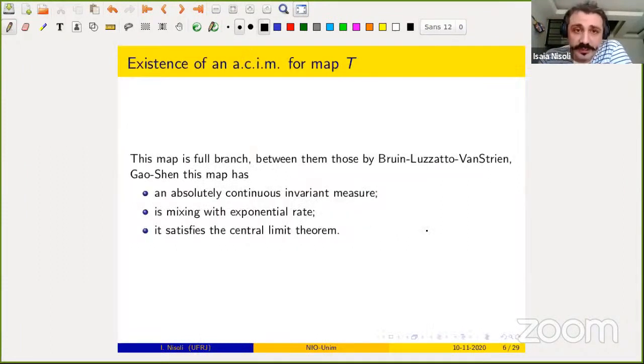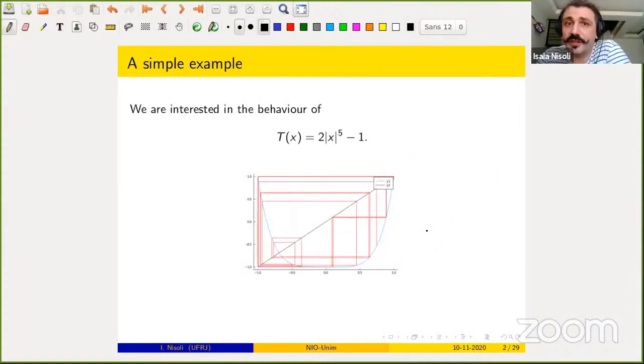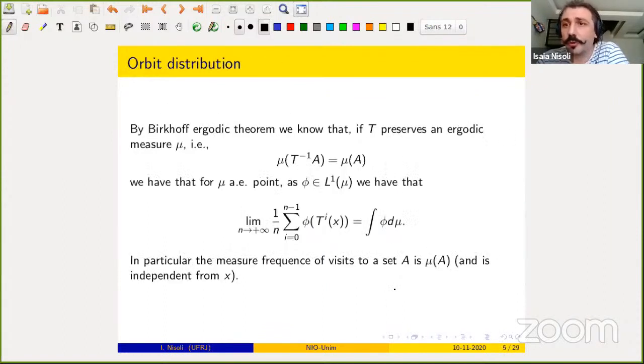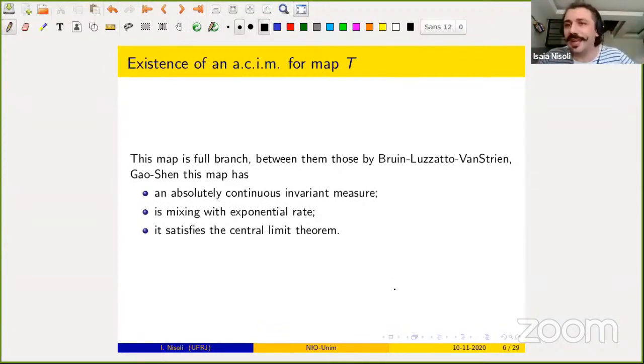For this map, T(x) = 2|x|^5 - 1, the critical value ends up on a repelling fixed point in two iterations. And so it's full branch, it's really nice. We have an absolutely continuous invariant measure. It's mixing with exponential rate and it satisfies the central limit theorem.